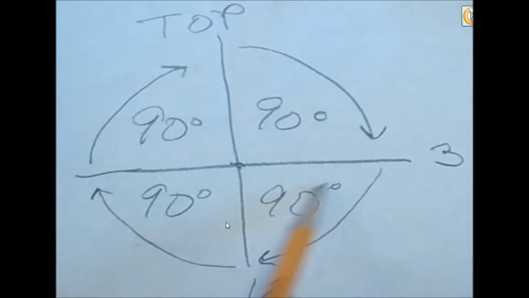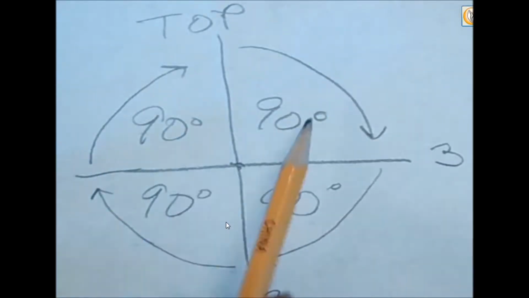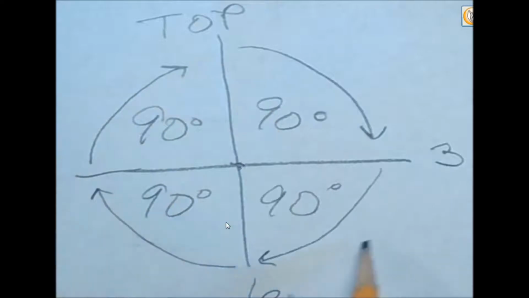So, direction of a clock, clockwise. Opposite of clock, counterclockwise.